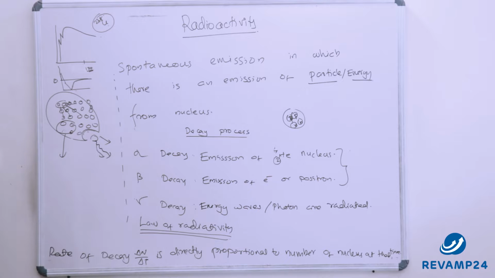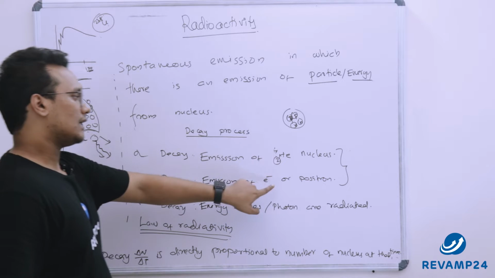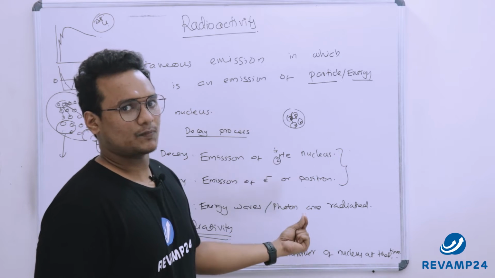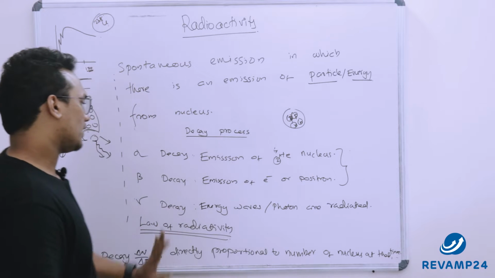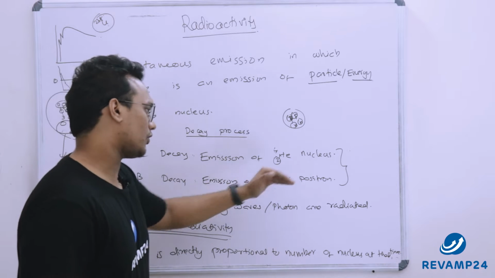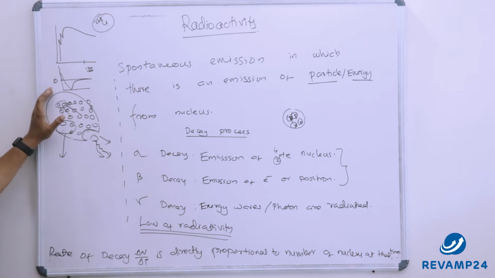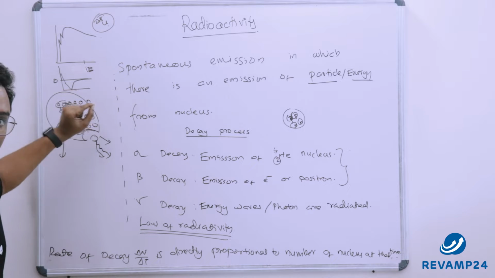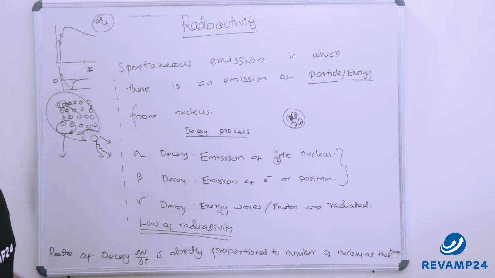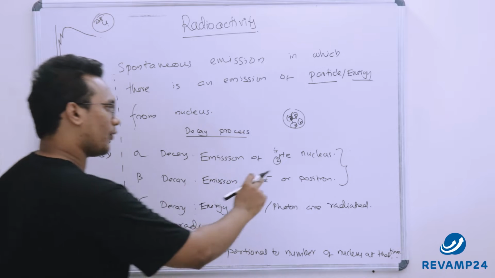In the case of beta decay, it is emission of an electron or a positron. This I will explain in detail in a coming lecture. You may have a confusion about how emission of an electron is possible from the nucleus, because the nucleus doesn't have an electron inside it. I will explain it in the coming lecture. So it is either an electron or a positron.